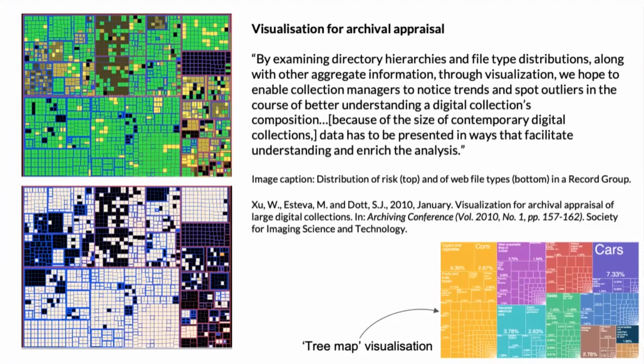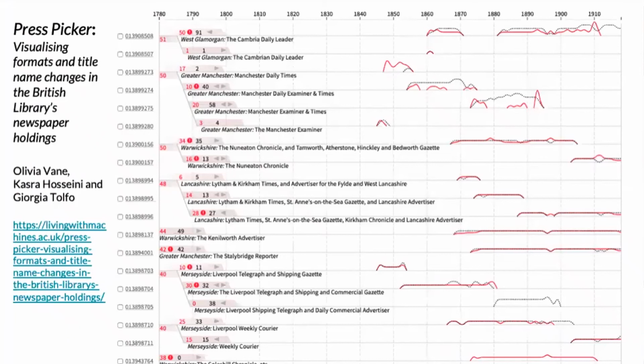This is an example, one of mine that I worked on with colleagues on the Living with Machines project. This is a visualization project called Press Picker, which we created to support making digitization decisions at the British Library. So we were looking to digitize a number of newspapers held at the British Library.